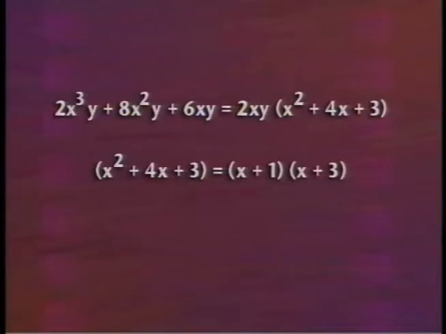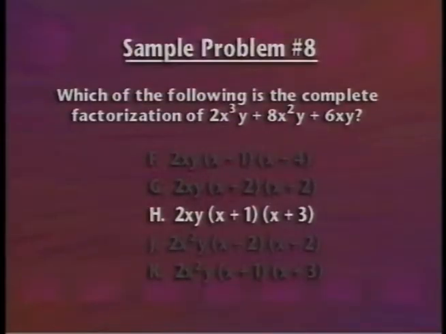Now we have to factor in parentheses. To factor, we need two numbers such that their sum is 4 and their product is 3. So x squared plus 4x plus 3 factors into (x plus 1) times (x plus 3). Adding this to our 2xy, we get the final answer, answer H.